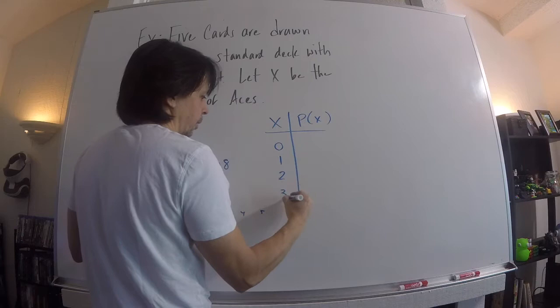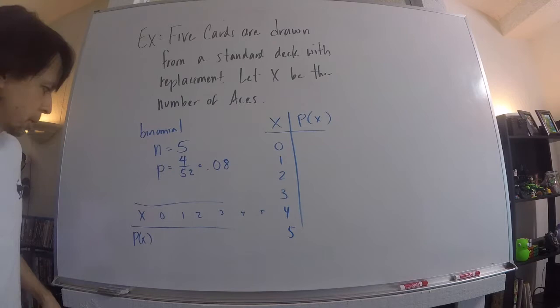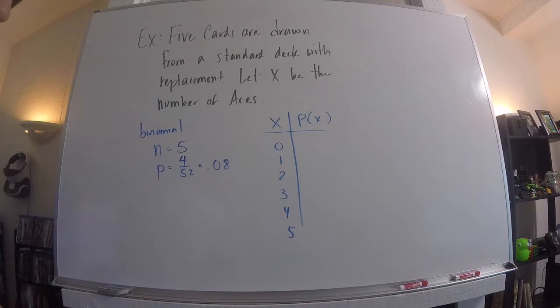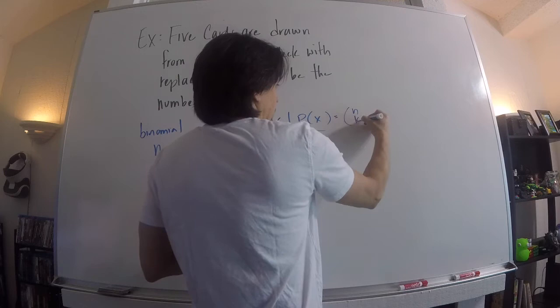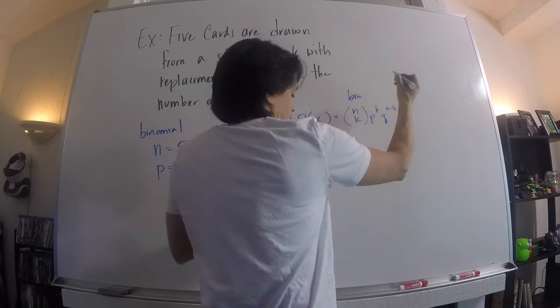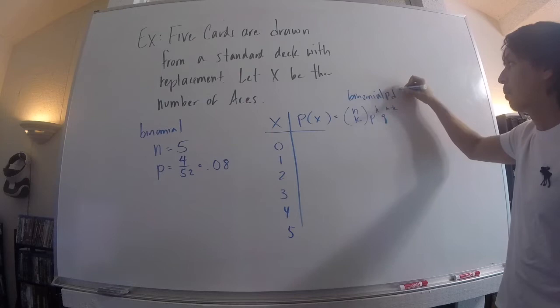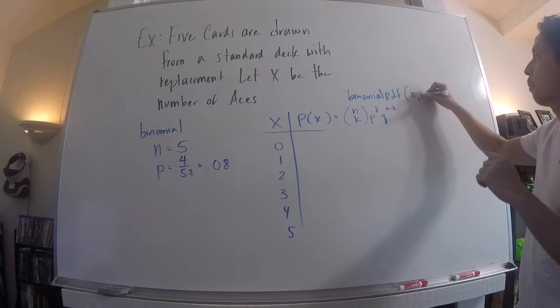I'm doing it vertically for a reason, because I didn't get a chance to address that. There was a shortcut to finding binomial probabilities. This form is n choose k times p to the k times q to the n minus k. Or I went over one time the binomial PDF function, PDF instead of CDF, for the binomial. And you would have to put in n, p, and then specify k. That's why I mentioned we don't need q.